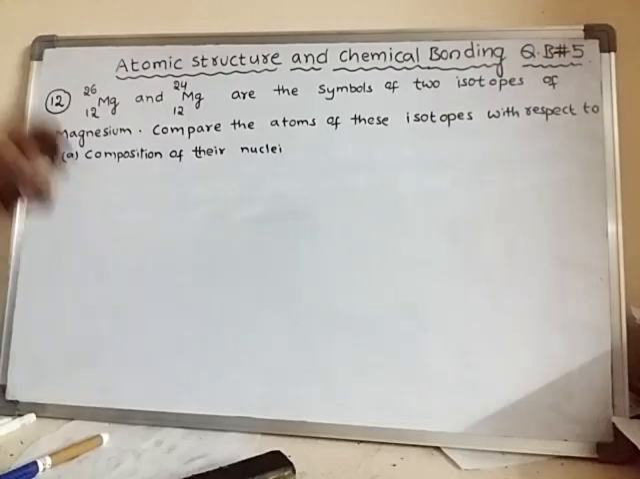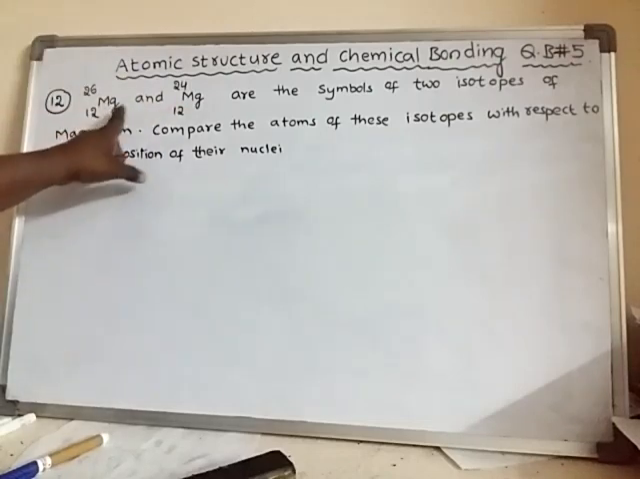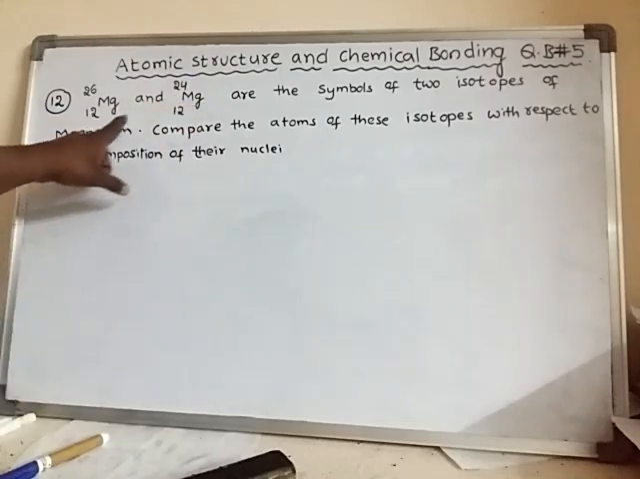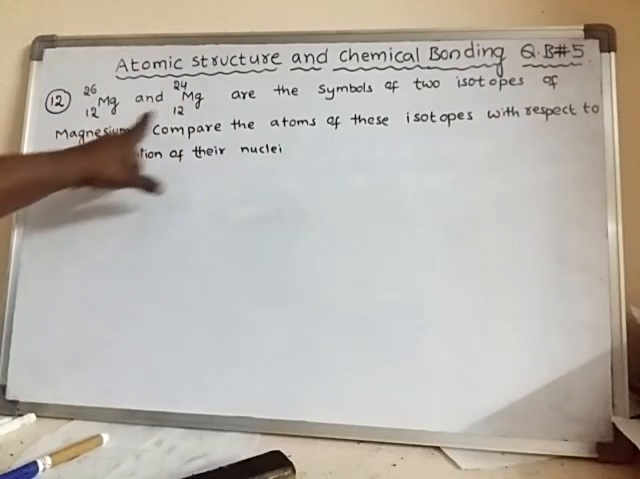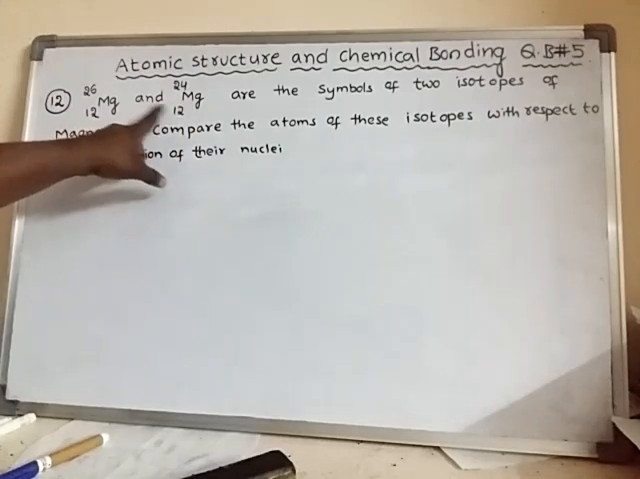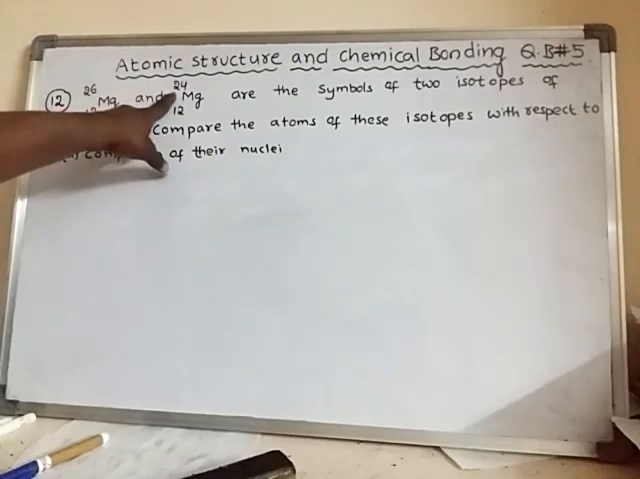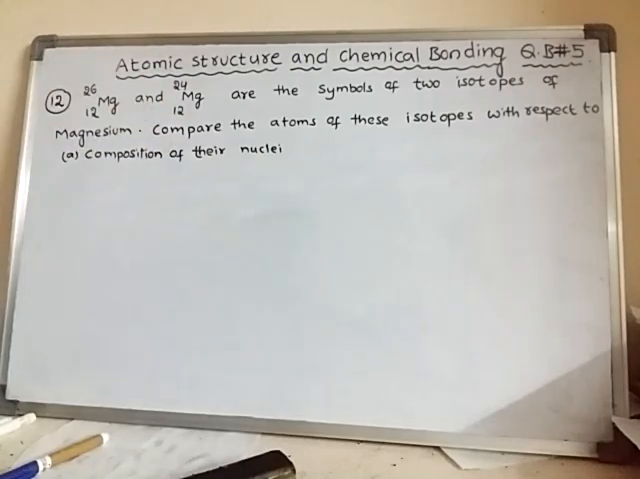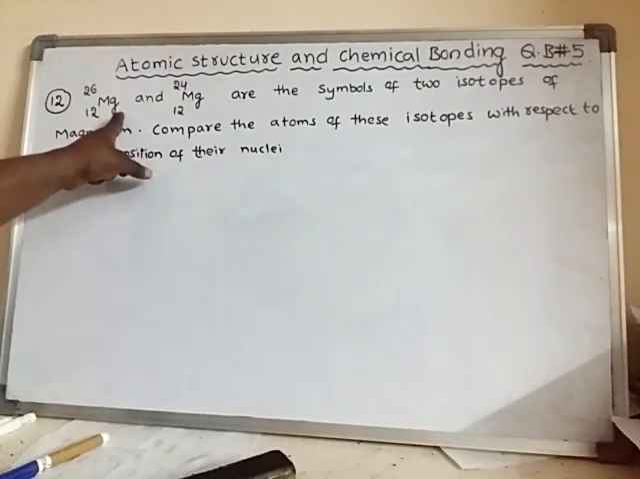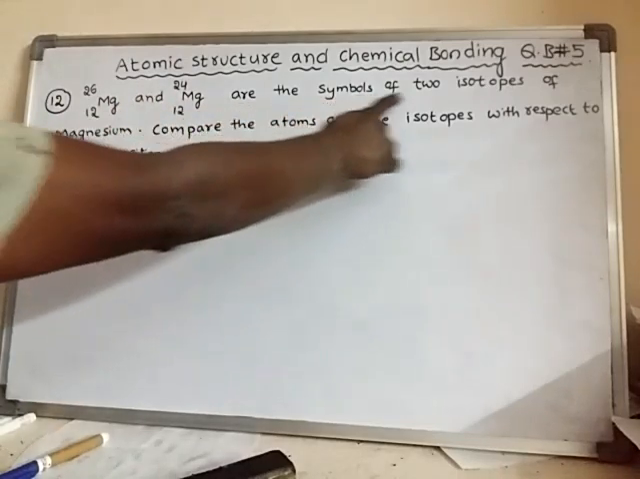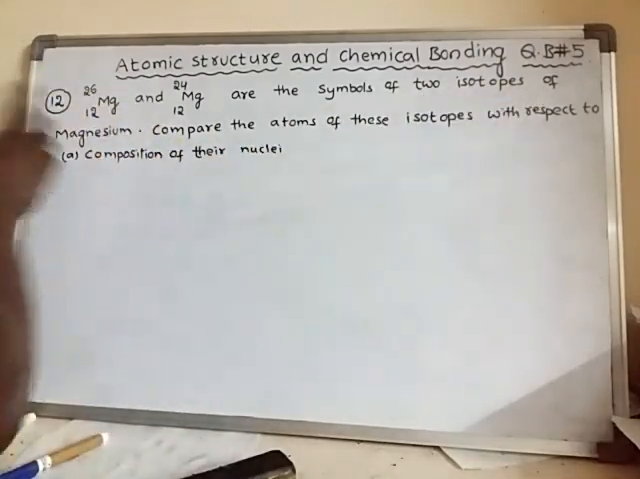Isotopes are the atoms of the same element. These two are the atoms of the same element. So, as they are atoms of the same element, they possess the same atomic number, but they differ in their mass numbers. Such atoms are said to be isotopes of magnesium. So these two are isotopes of magnesium, and these are the symbols of two isotopes of magnesium.